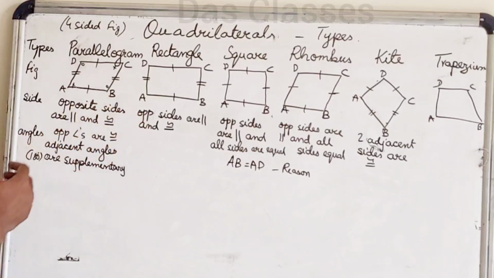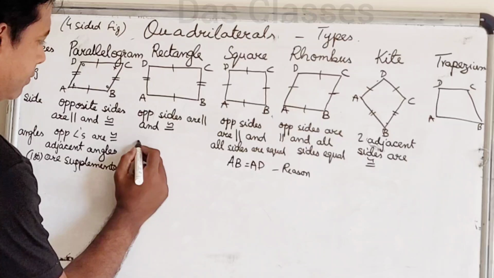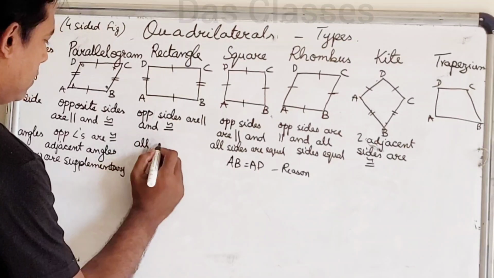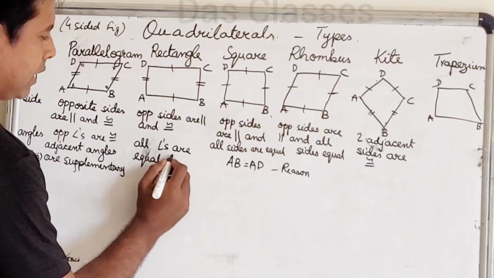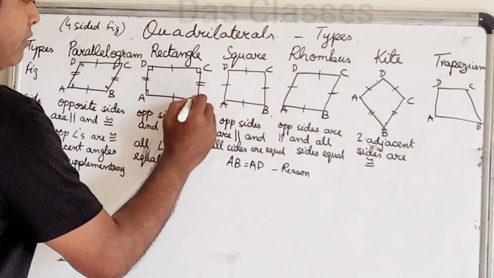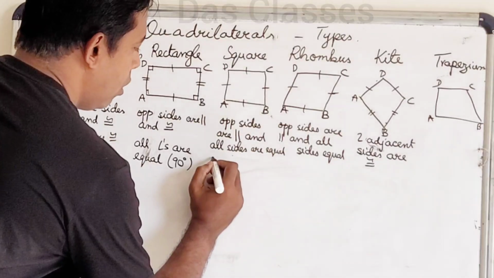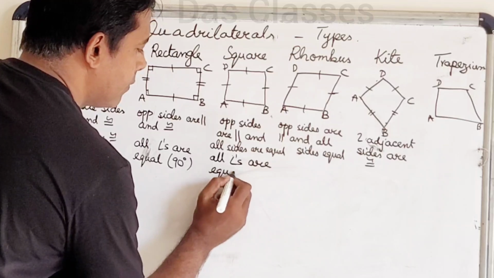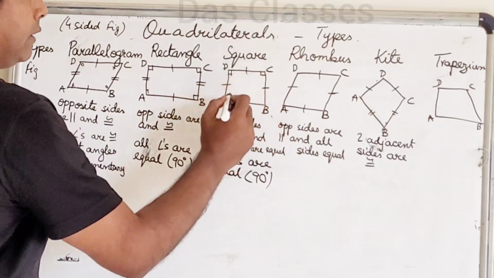Okay. In the case of rectangle, all angles are equal and they are 90 degrees. All the angles are 90 degrees in the case of a rectangle. In case of square, same thing. All angles are equal. That is 90 degrees. All the angles are 90 degrees.